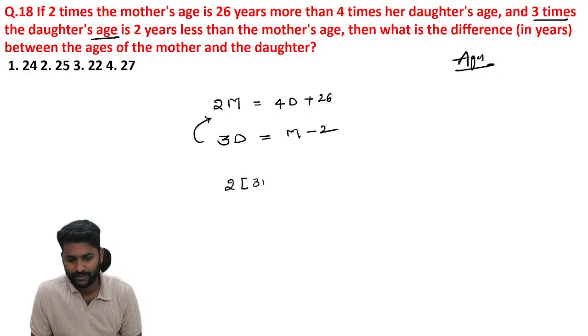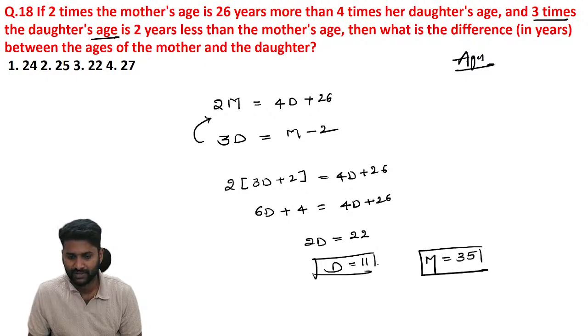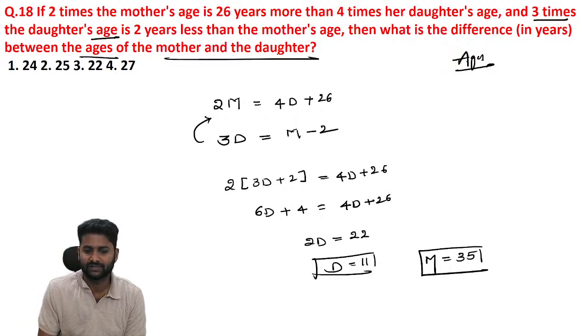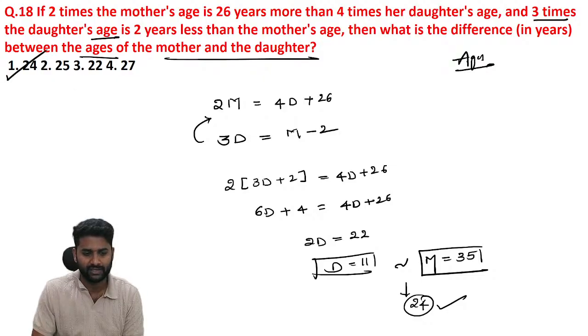2 times of 3D plus 2 is equal to 4D plus 26. Now 6D plus 4 is equal to 4D plus 26. Just find the difference here. 2D is equal to 22, then D value becomes 11. If D is 11, then M value is equal to 35. Just substitute it there. 11 into 3, 33 plus 2 is 35. Now the question, what is the difference between mother and daughter? So we need to identify the respective age difference, which is 24 years.